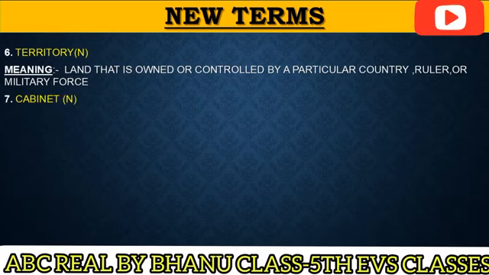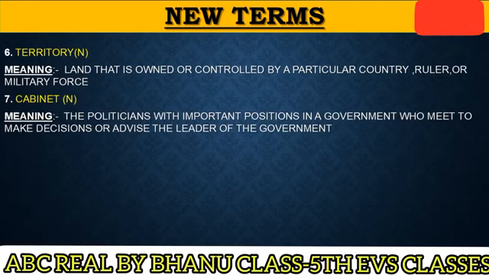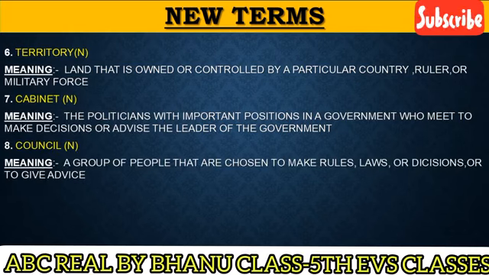7. Cabinet. It is a noun which means the politicians with important positions in a government who meet to make decisions or advise the leader of the government. 8. Council. It is a noun which means a group of people that are chosen to make rules, laws, or decisions or to give advice.